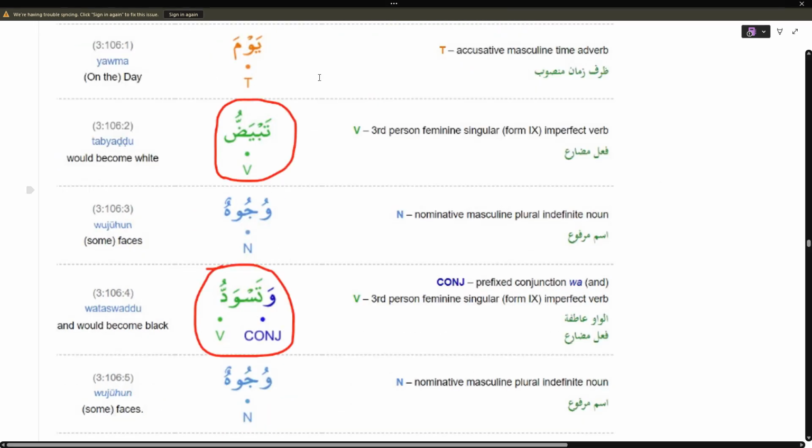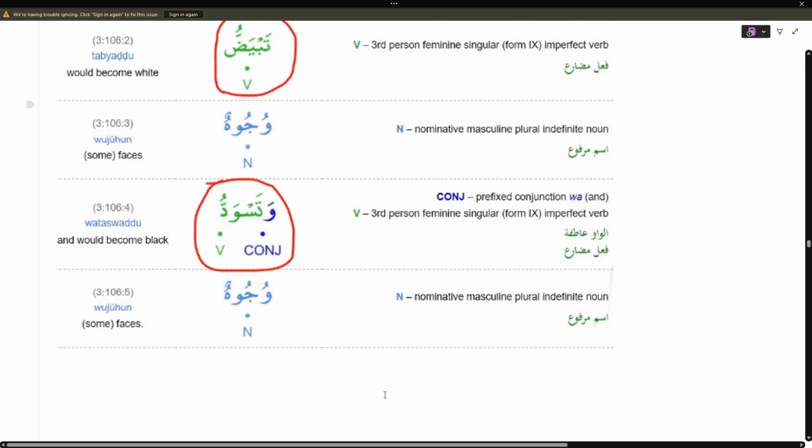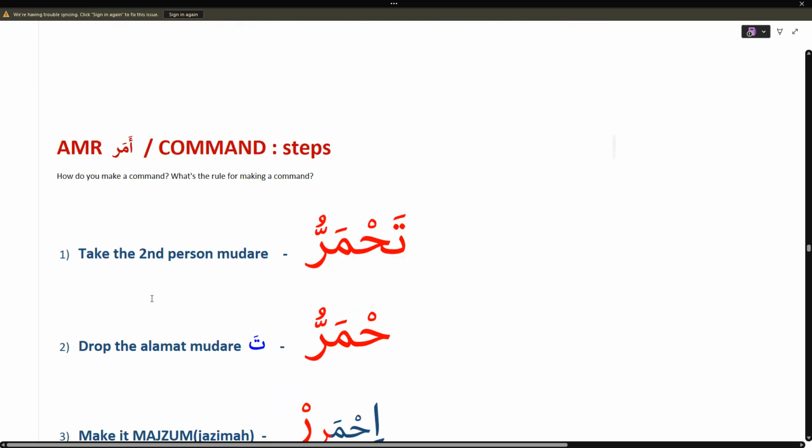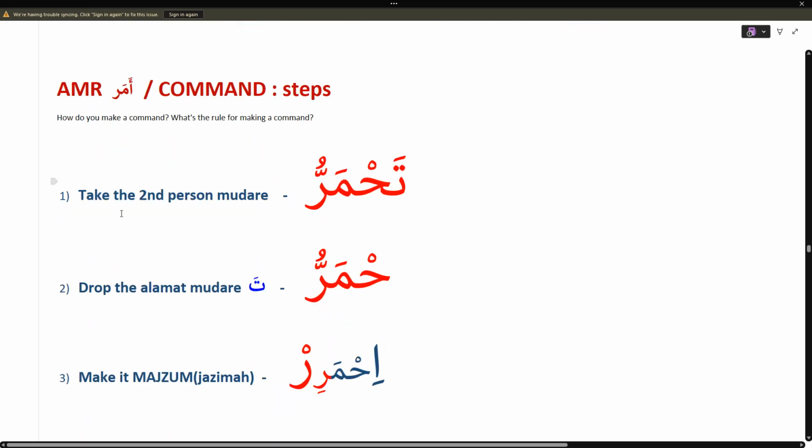The example is Yawma tabyaddu wujuh. On the day, some faces would become white. Tabyaddu, this is third person feminine singular, and mudari, tabyaddu. And wataswaddu wujuhun. And some faces would become black. Taswaddu. And how do you make a command? Amr. You take the second person mudari, tahmarru, and you drop the alamat mudari ta, it becomes something that is unreadable. Ahmarru. You cannot read it.